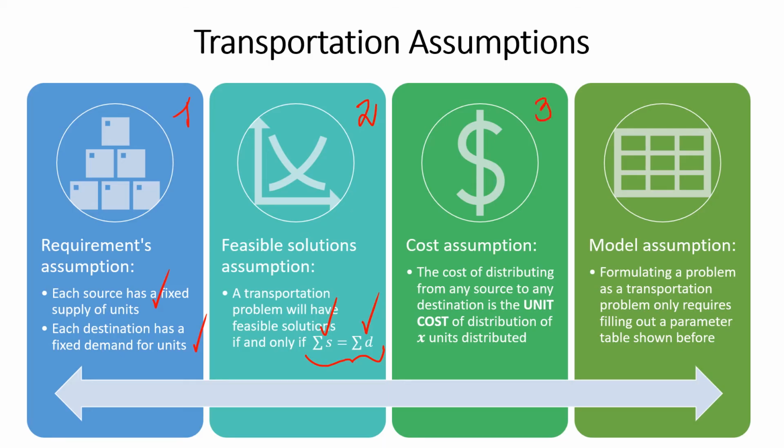Regarding our third assumption, the cost assumption, the cost of distributing units from any source to any destination is the unit cost of distribution. Our fourth assumption is the model assumption. Formulating a problem as a transportation problem only requires a parameter table. We don't need more.